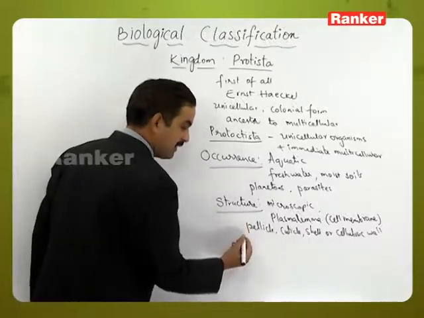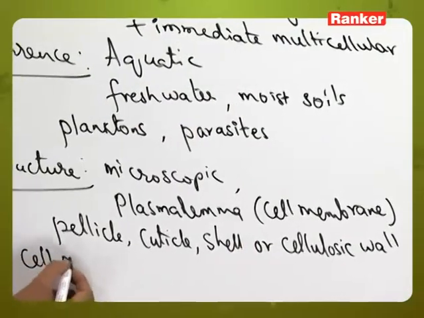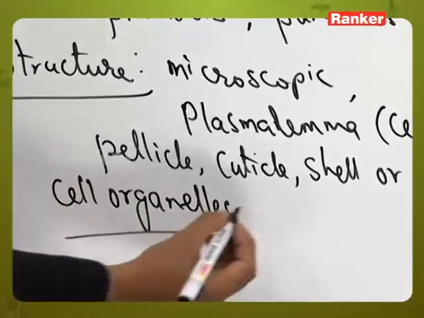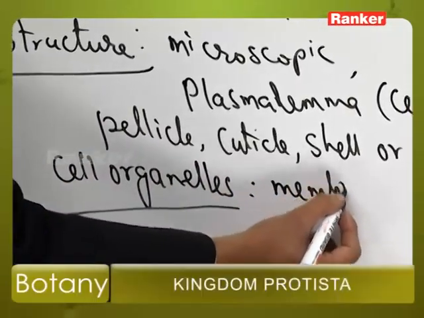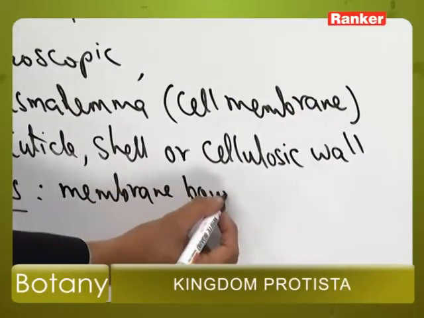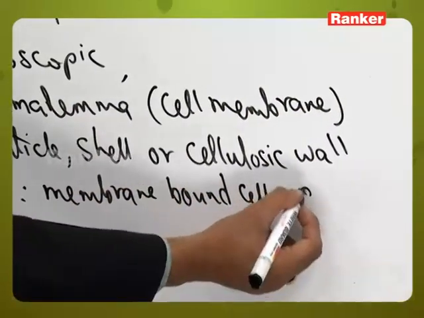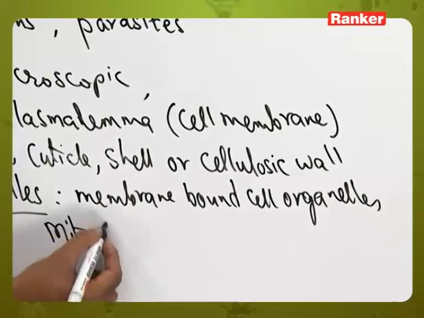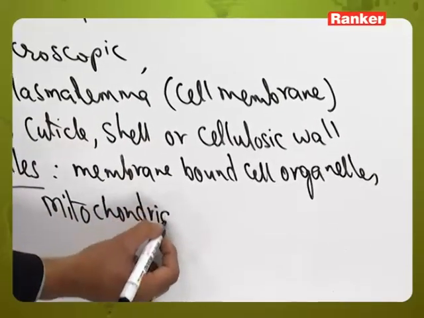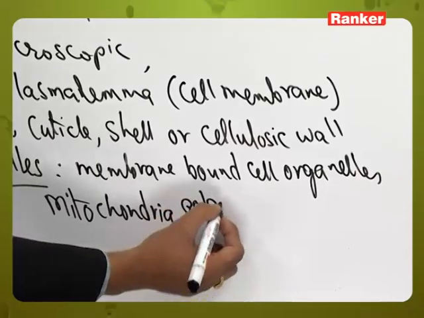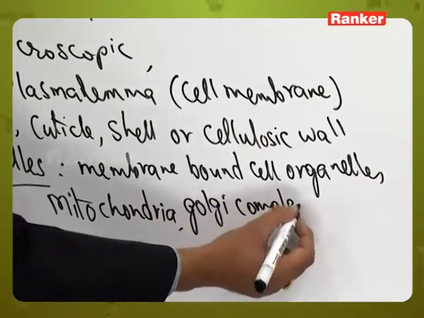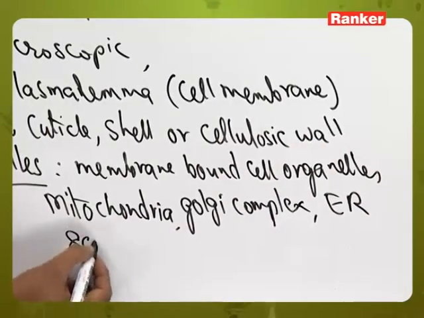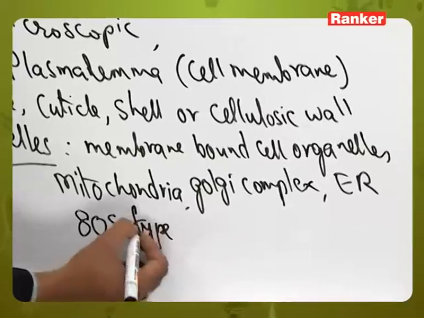Then apart from this, they have cell organelles. As these protistans are eukaryotic in nature, they have membrane bound cell organelles in them, like mitochondria, Golgi complex, endoplasmic reticulum, and 80S type of ribosomes are also present.